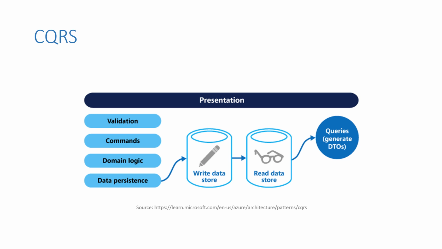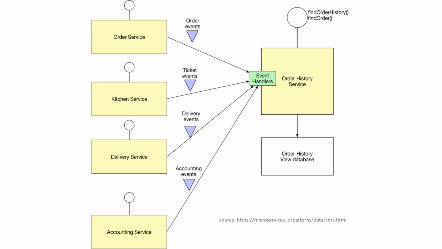If separate read and write databases are used, they must be kept in sync. Typically, this is accomplished by having the write model publish an event whenever it updates the database, and the read data store updates its data model accordingly. For example, if we have multiple microservices, such as order, kitchen, delivery, accounting, etc., each one uses its own database or data model that it finds most appropriate.